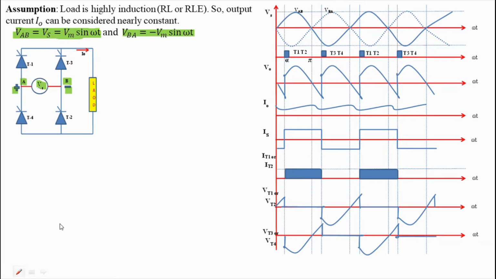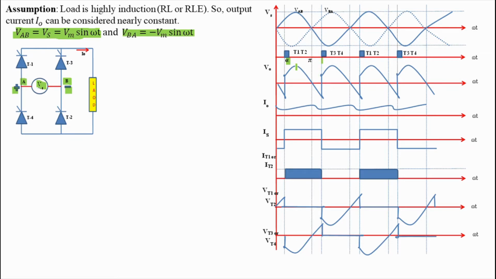We will study the circuit operation in two angular modes. First from alpha to pi plus alpha, then from pi plus alpha to 2 pi plus alpha. First see the operation from alpha to pi plus alpha. At omega t is equal to alpha, thyristors T1 and T2 are triggered.